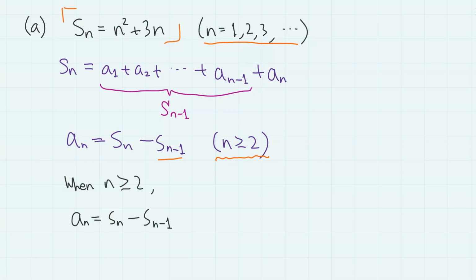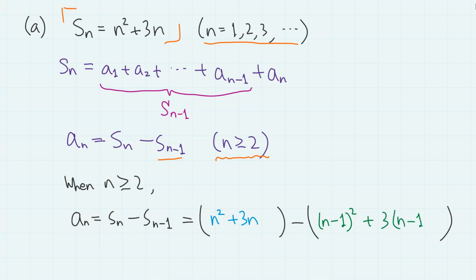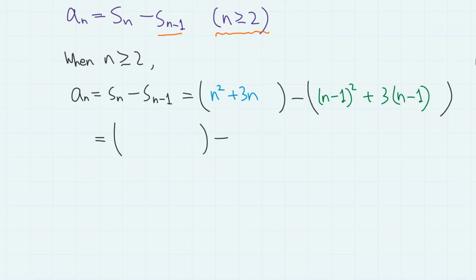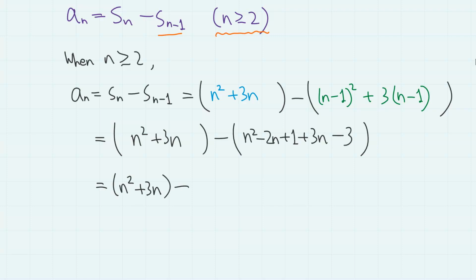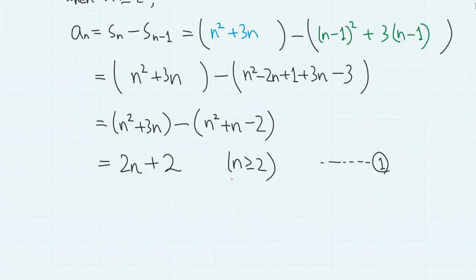So when n is greater than or equal to 2, an is Sn minus Sn-1, where Sn is n squared plus 3n, and Sn-1 is (n-1) squared plus 3(n-1). So we have n squared plus 3n minus n squared plus 2n minus 1 minus 3n plus 3. So n squared plus 3n minus n squared minus n plus 2, which is 2n plus 2. Here, this n is greater than or equal to 2 condition still applies.